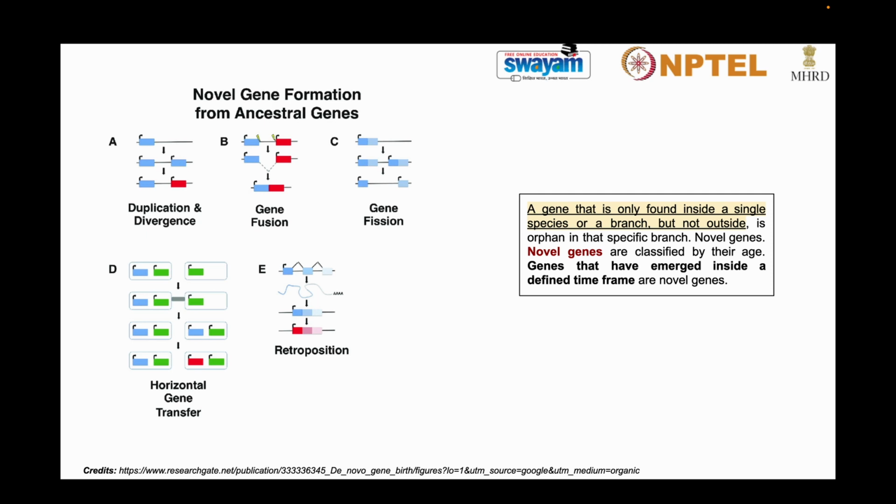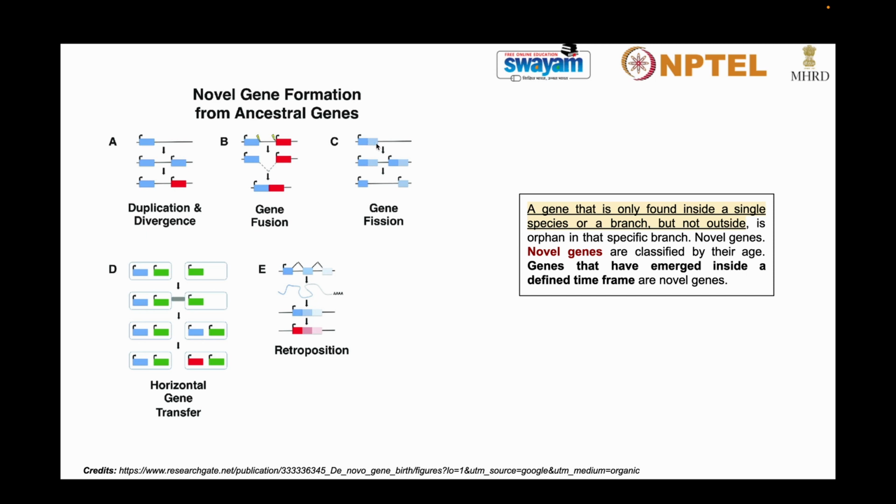First is duplication and divergence. The primitive gene that was already present has duplicated and then diverged, due to which it became novel. Now in the new species it is observed, whereas in the primitive species it was not present. Then comes gene fusion. For example, in your ancestor, two genes were present, but in the current organism those two genes have combined together and a new gene is produced. So this is also gene fusion.